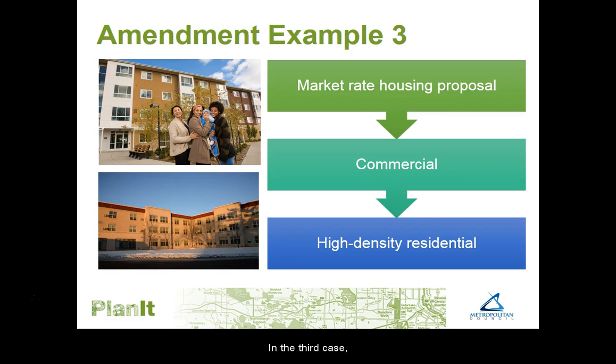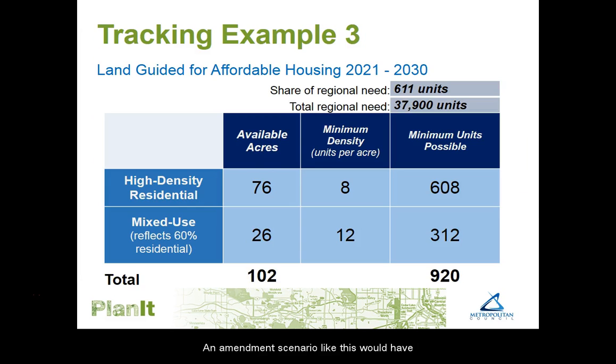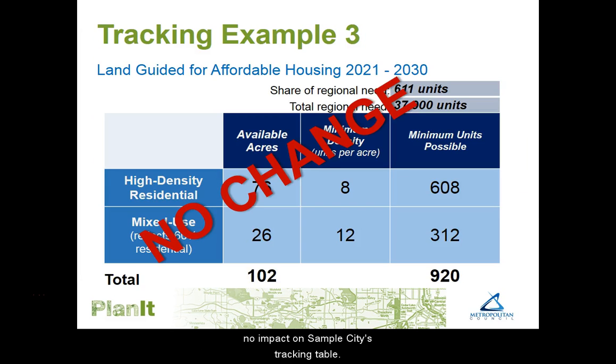12 acres would be added to the available acres of high-density residential land. In the third case, Sample City again is proposing to re-guide 12 acres of commercial land to high-density residential, but this amendment is for a market-rate housing proposal. No affordable units are planned. Even though additional high-density residential land is being added, it is not creating an opportunity for affordable housing. An amendment scenario like this would have no impact on Sample City's tracking table.